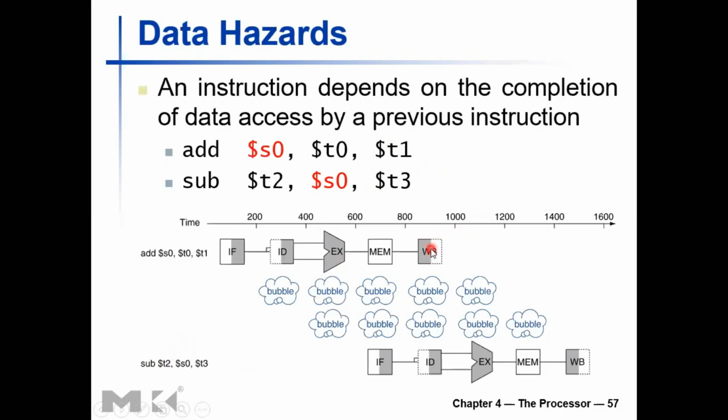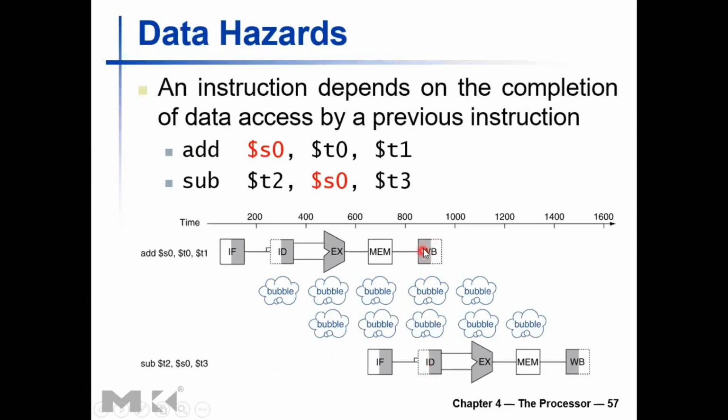At that clock cycle. But earliest possible is after the execution is completed for that add instruction, right? The earliest possible that the result is available. But in reality, the value is written into the register file in that clock cycle. Then the sub instruction can only read that value from the register file after the write back is done, right?